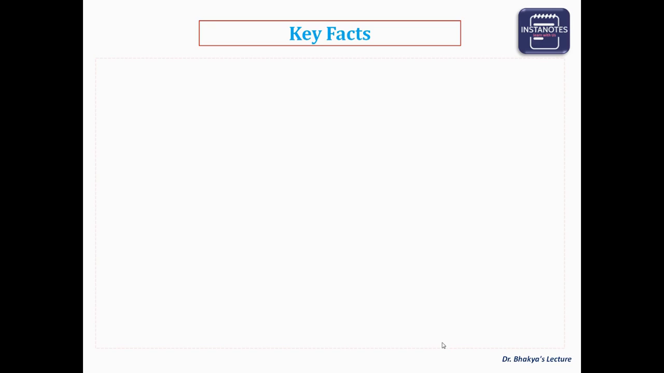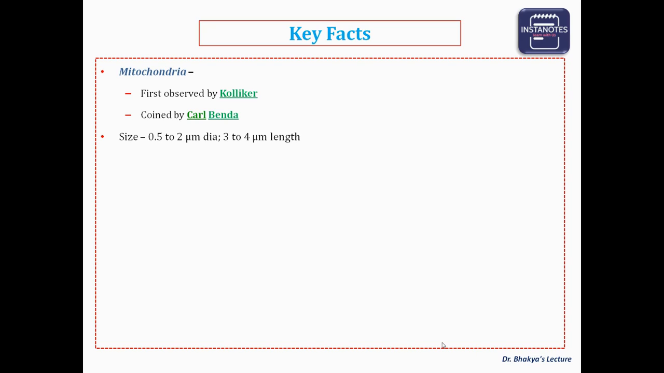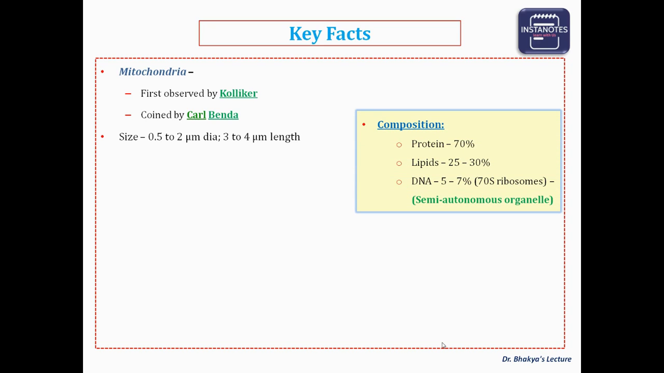Coming to the key facts about the mitochondria, which will be very helpful for examinations. The mitochondria was first observed by Kolliker, and the term was coined by Carl Benda. These are the two scientists we have to remember. The size of mitochondria is 0.5 to 2 micrometer in diameter and 3 to 4 micrometer in length.